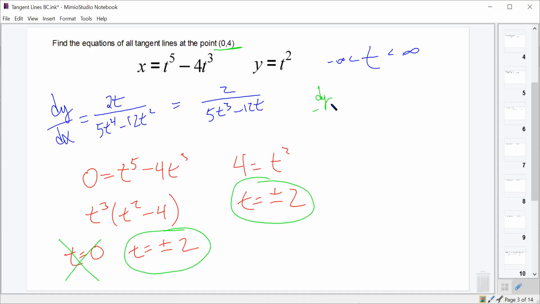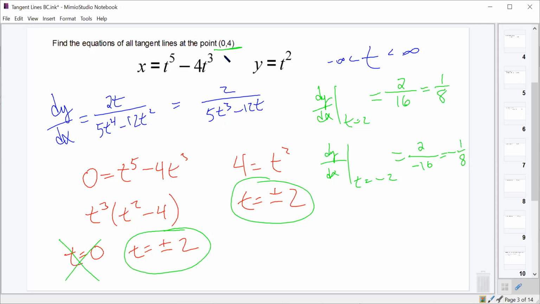Yes. All right. So dy/dx evaluated at t equals 2, and dy/dx evaluated at t equals negative 2. What do we get for each of those? Two cubed is 8, times 5 is 40, minus 24 is 16. And here, negative 2 cubed is negative 8. Negative 40 plus 24 is negative 16. So we got negative 1/8.